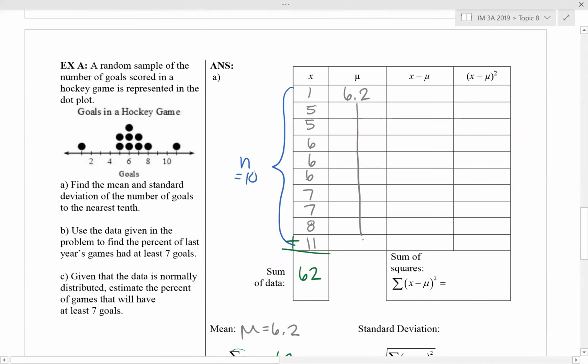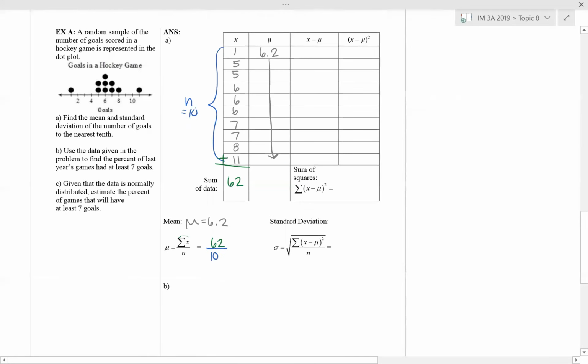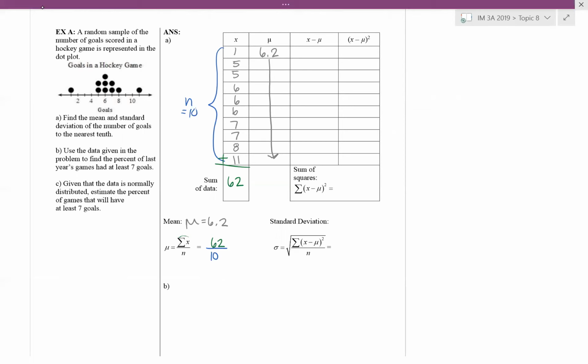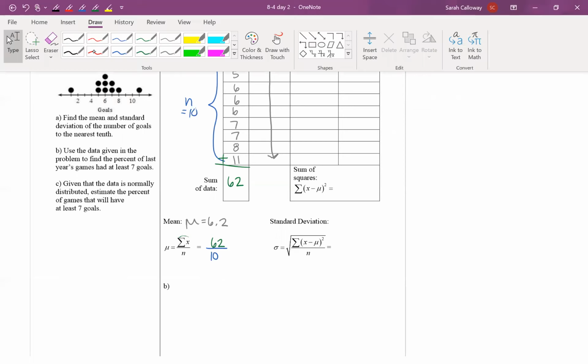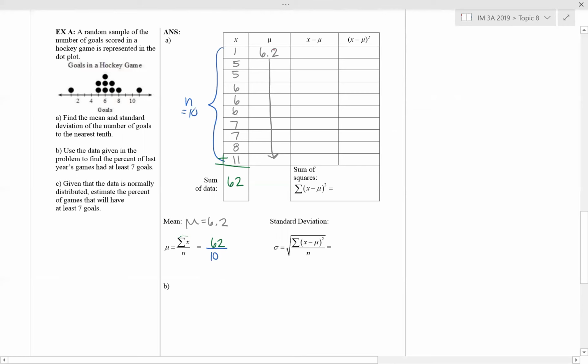I'm just going to draw a line so I know that that's the number for the whole data set. So remember, I'm going to do that number, x minus the mean, and then I'm going to take each of those numbers and square them. So if I do 1 minus 6.2, that's going to give me negative 5.2. 5 minus 6.2 is negative 1.2.